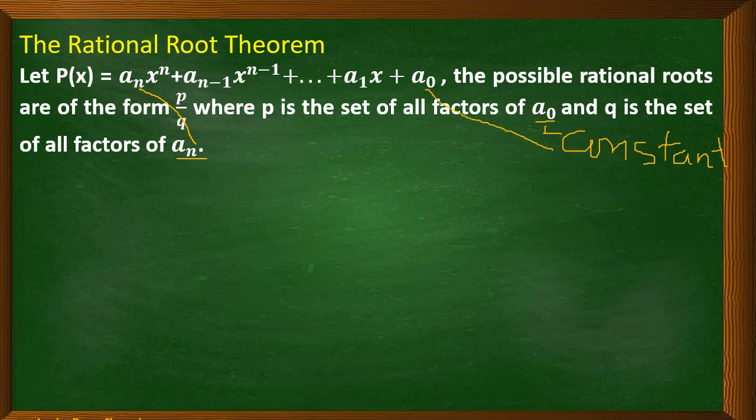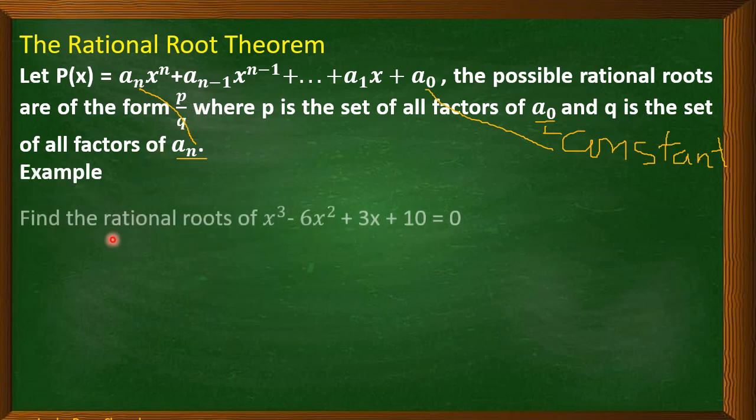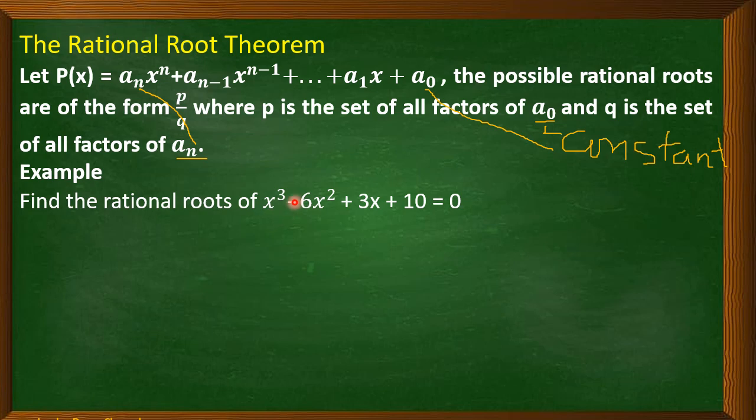Remember that it should be arranged in standard form, starting with the term with the highest degree down to the constant term, so descending order. Now let's begin with an example. Find the rational roots of x cubed minus 6x squared plus 3x plus 10 equals 0.